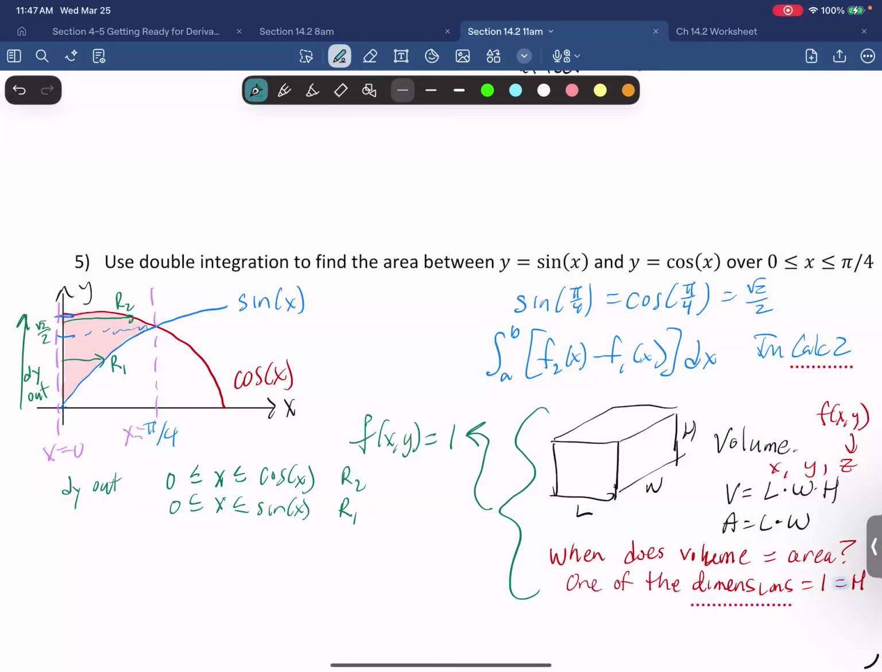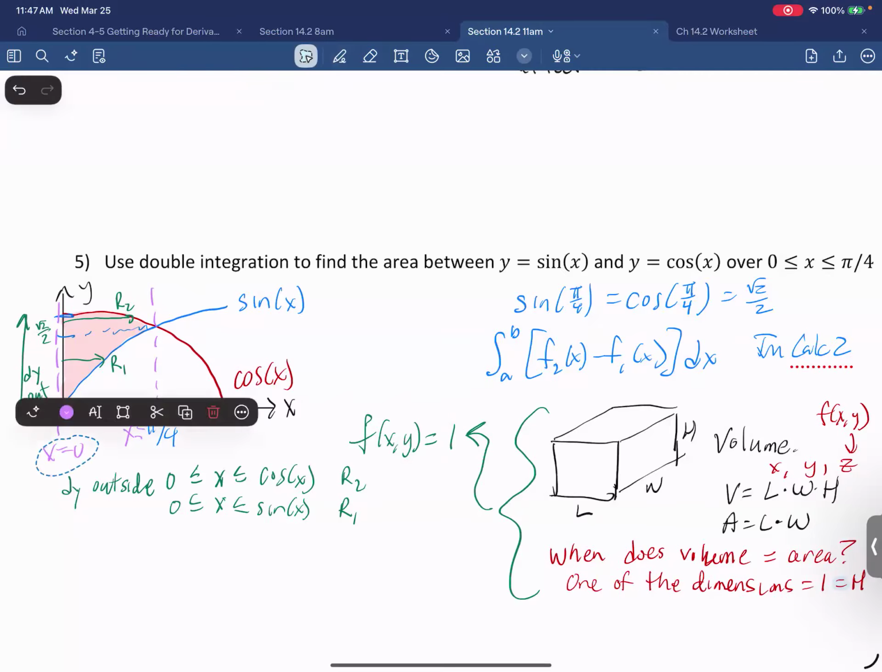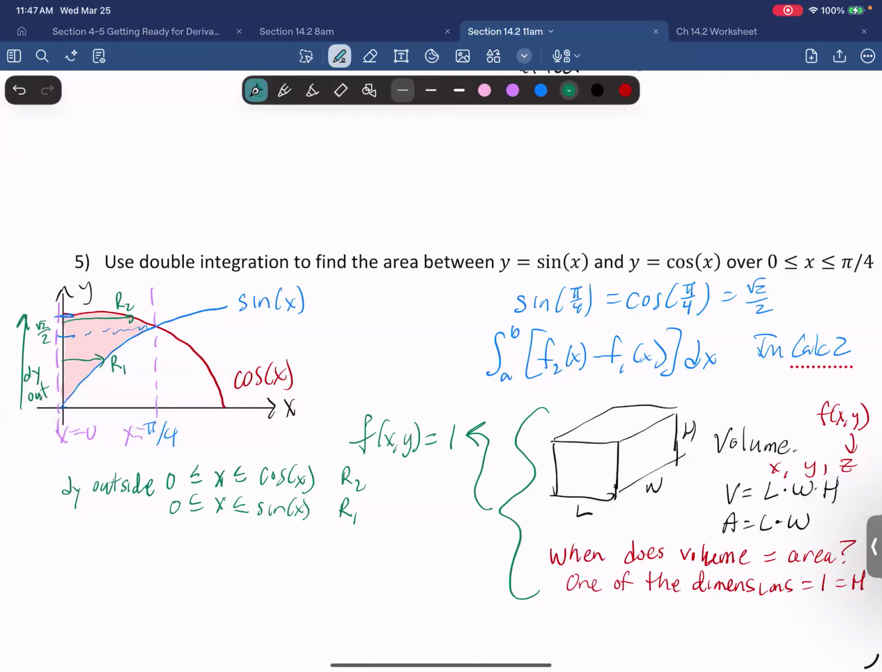So, like, that doesn't look appealing to me at all. Is the other way any better? We go that way, dx on the outside. It means we are going upward.